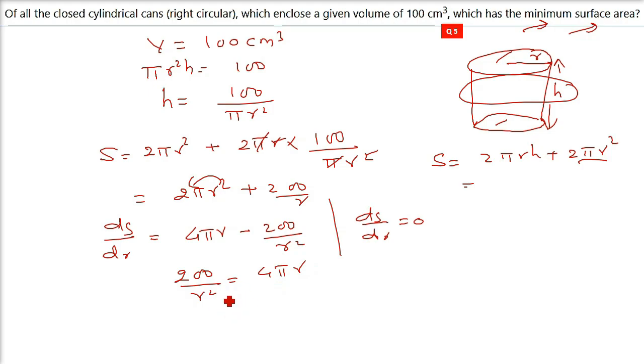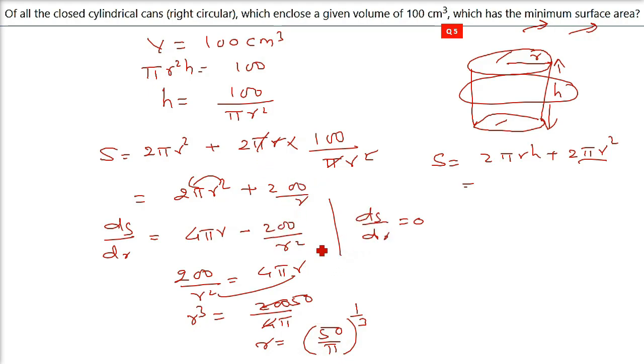When we take this, it is going to be r cube. r cube is equal to 200 by 4 pi. So r will be equal to 200 divided by 4 pi to the power 1 by 3. Now you can cancel this 4 with 200, you will get 50 by pi, and this goes to the power 1 by 3. This is the radius, and this is the final answer I am telling you.